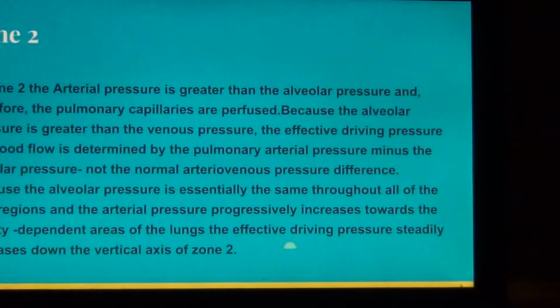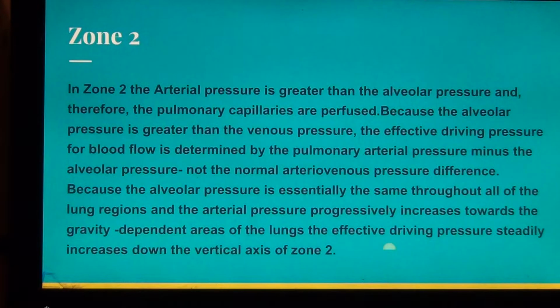Zone 2. In zone 2, the arterial pressure is greater than the alveolar pressure, and therefore the pulmonary capillaries are perfused. Because the alveolar pressure is greater than the venous pressure, the effective driving pressure for blood flow is determined by the pulmonary artery pressure minus the alveolar pressure, not the normal arteriovenous pressure difference.